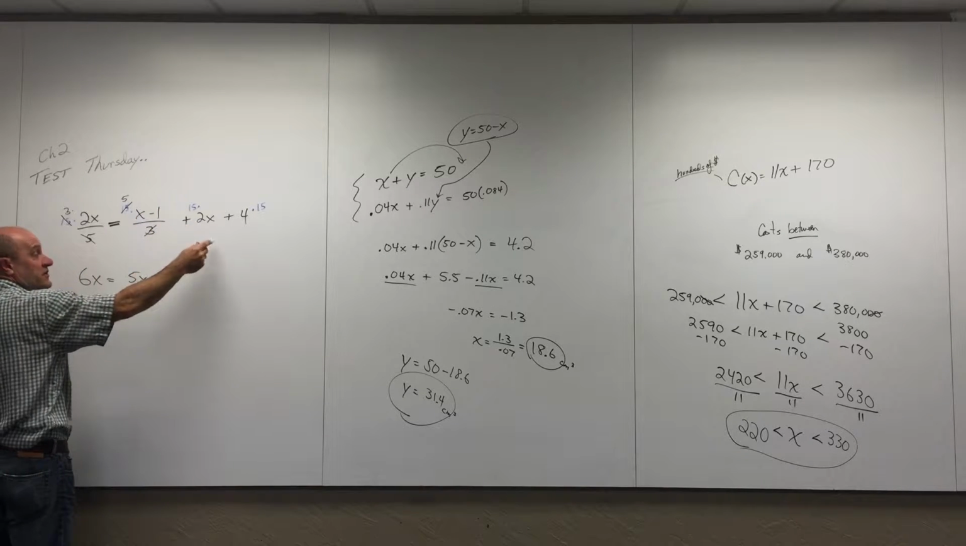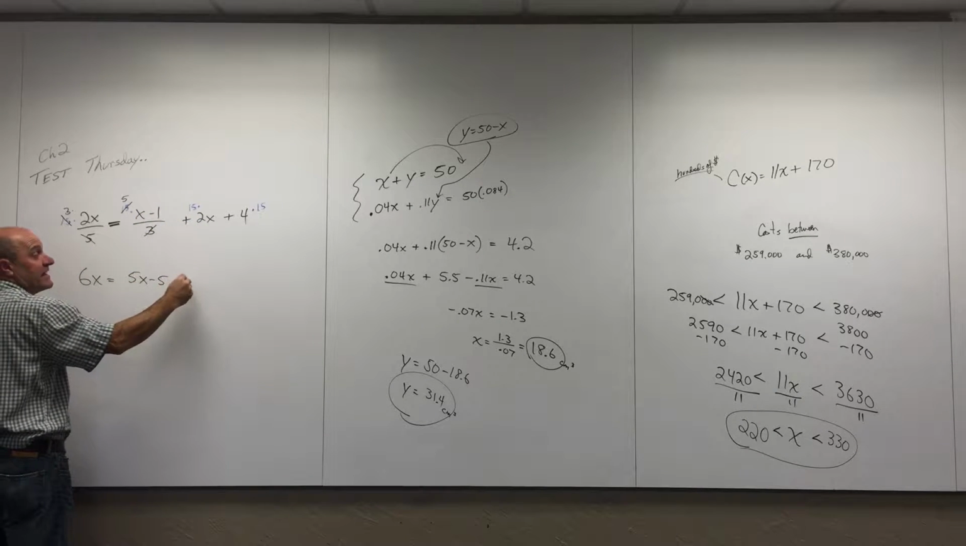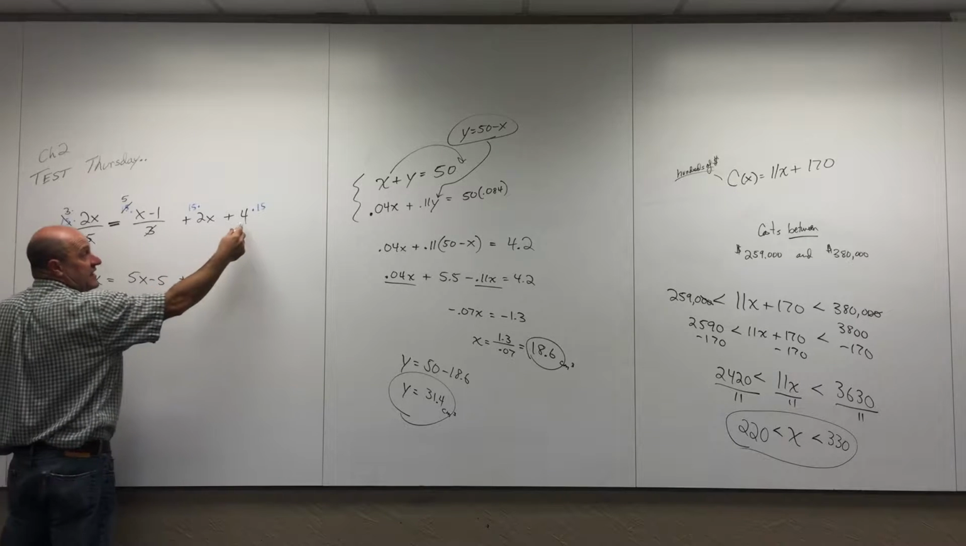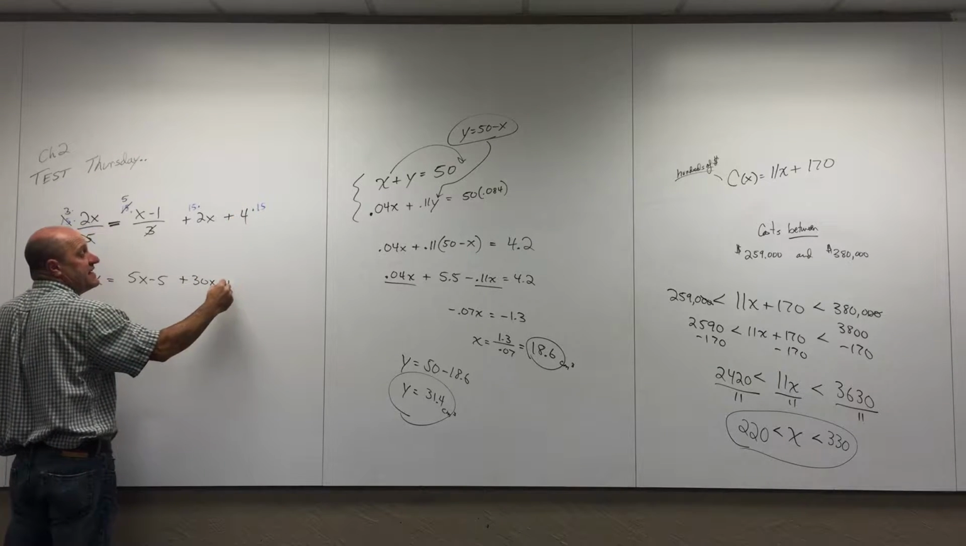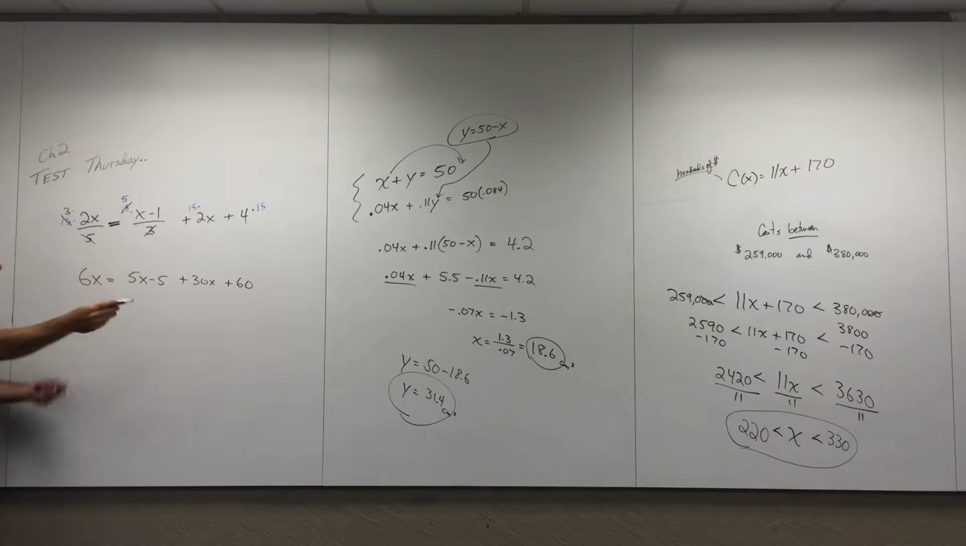There's nothing to cancel here, so please multiply by 15. That's a 30x. There's nothing to cancel here. Please multiply by 15. That's a 60. And now you're good to go. But it was that first step that people don't get.